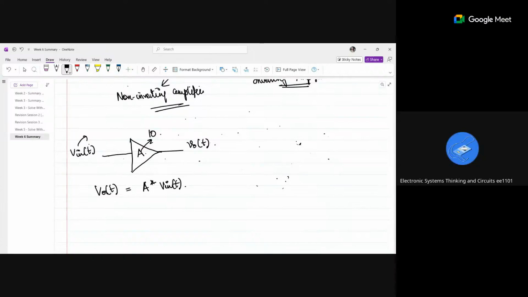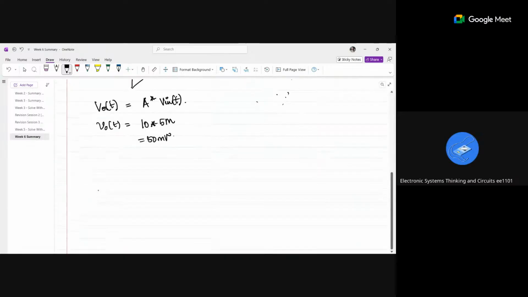some 5 volts, or maybe I will take it as 5 millivolts. What will my output be? 50 millivolts. Yes, it's 10 into 5 milli, which is equal to 50 millivolts. So this is a representation of a simple non-inverting amplifier.